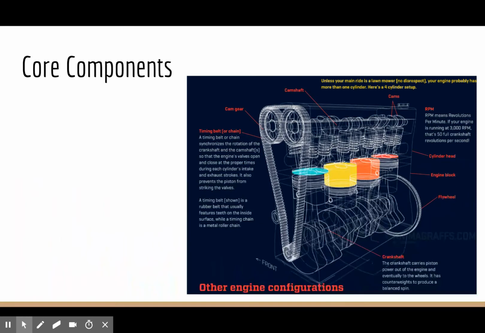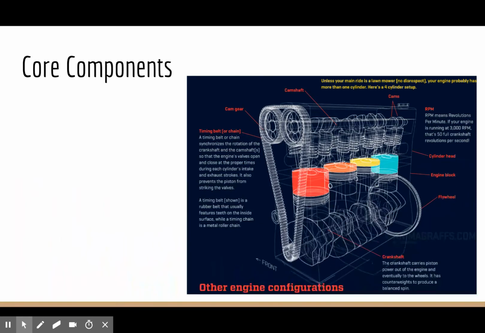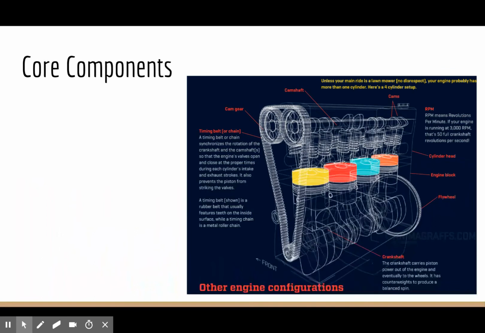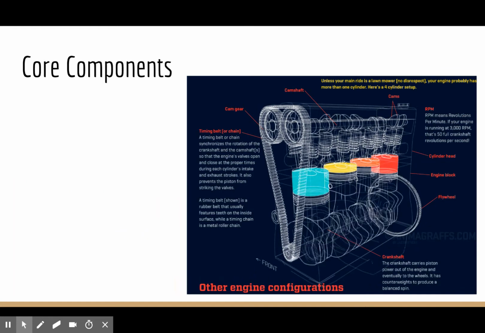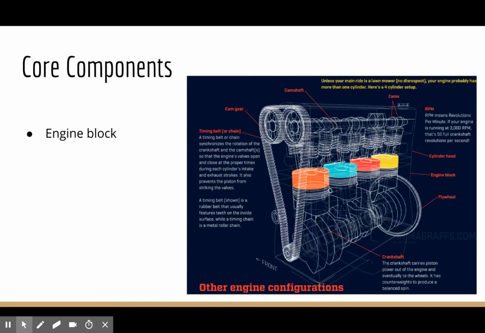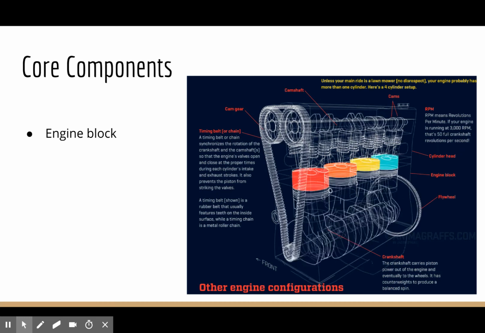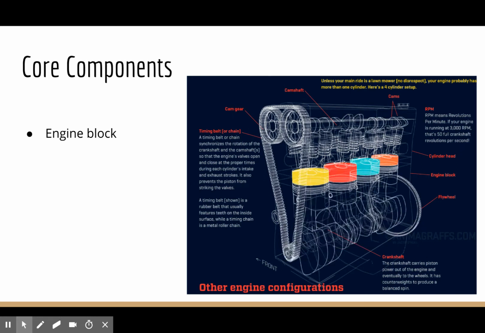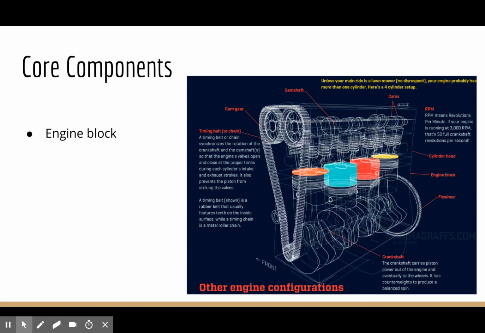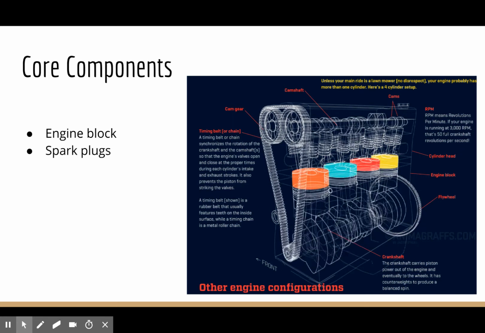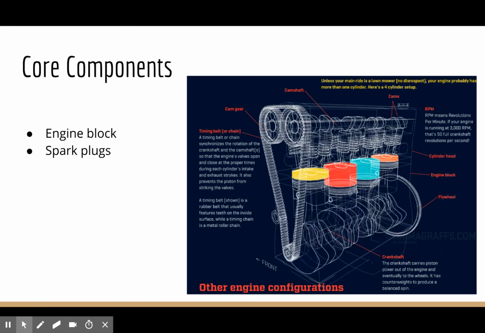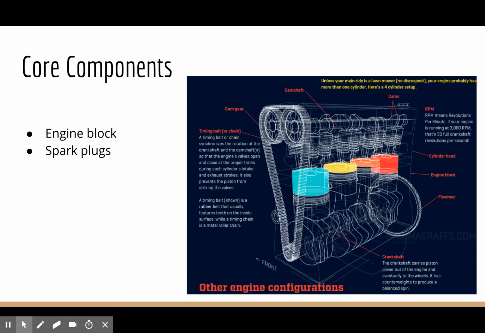Next we're going to look at some of the core components that really make up the heart of the engine. As you can see, the different colors are coordinated with the combustion cycle stages that we talked about. All of this is housed in what's called the engine block. In this graphic, you can't see it because it's made transparent so you can see into the engine. The engine block is basically the metal block that holds all of the components. Then you can't see these either, but at the very top of each of the cylinders, there's something called a spark plug. That's what sparks and actually ignites the fuel.